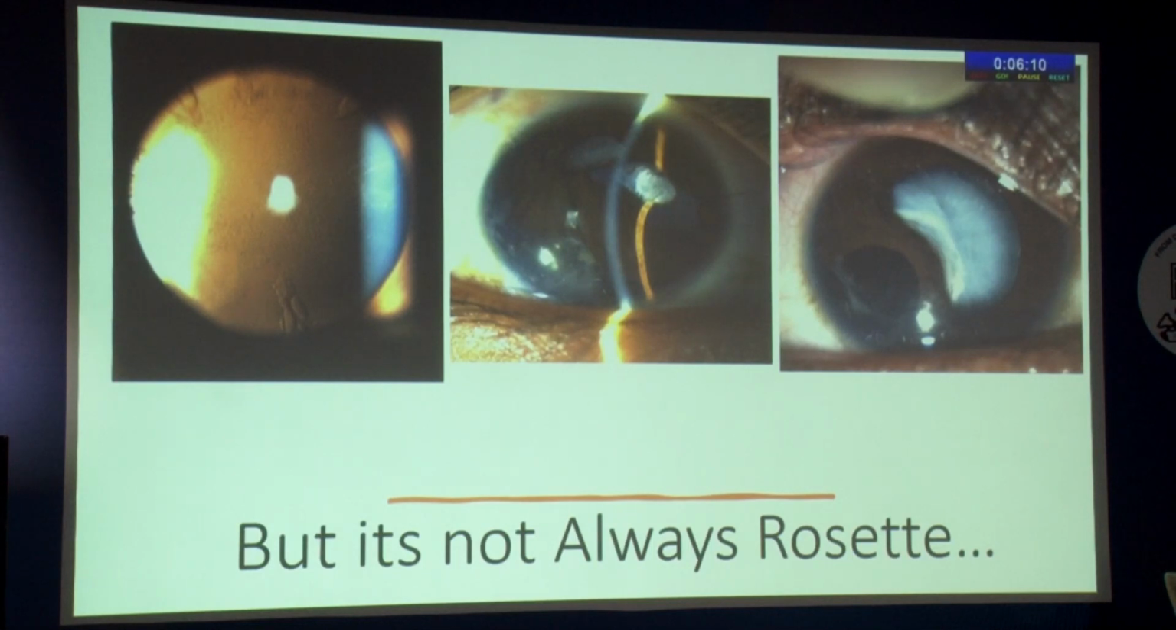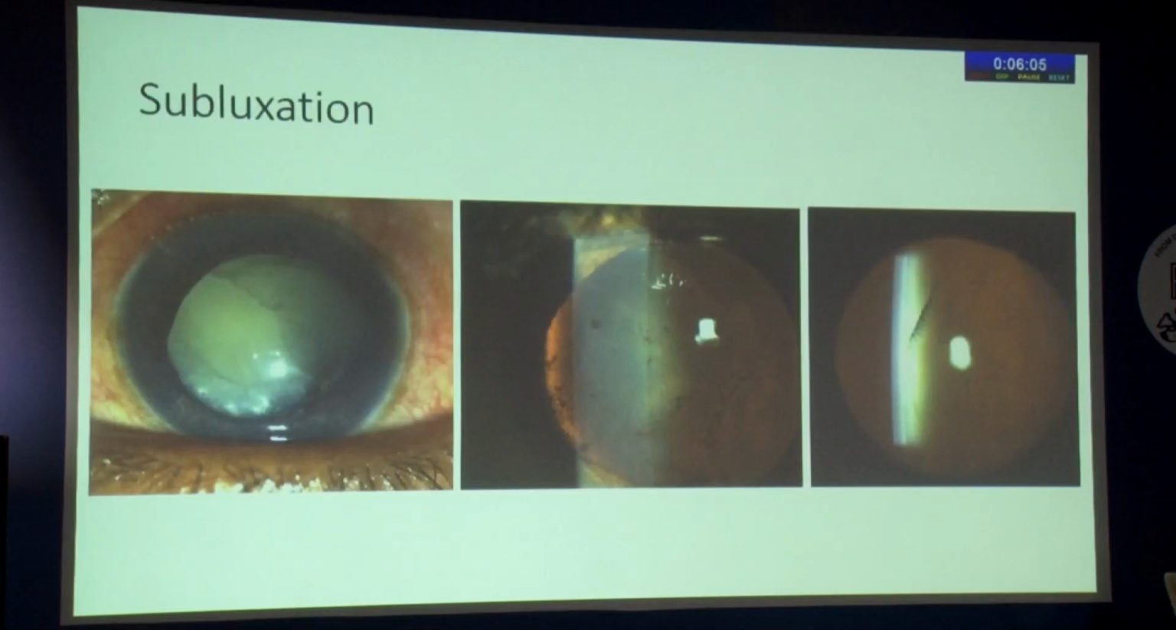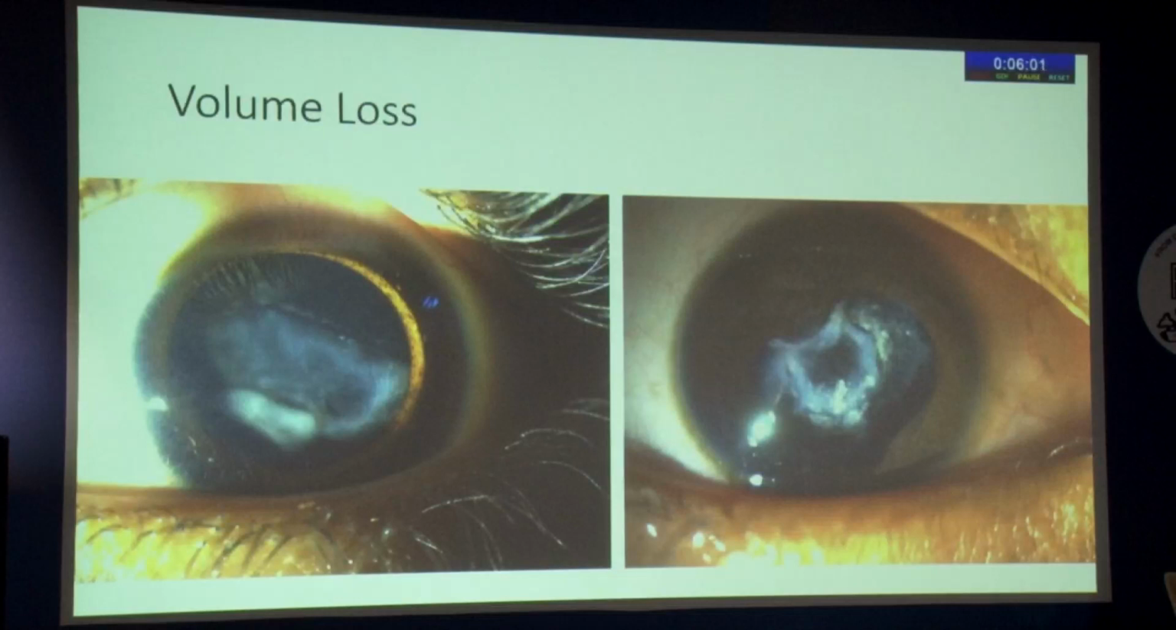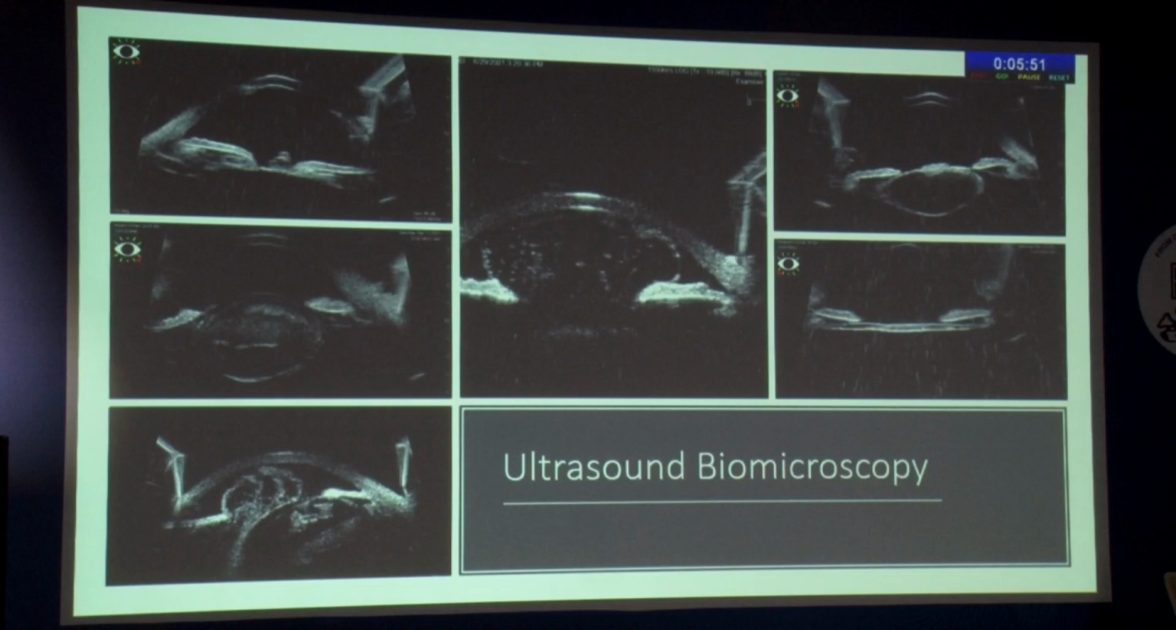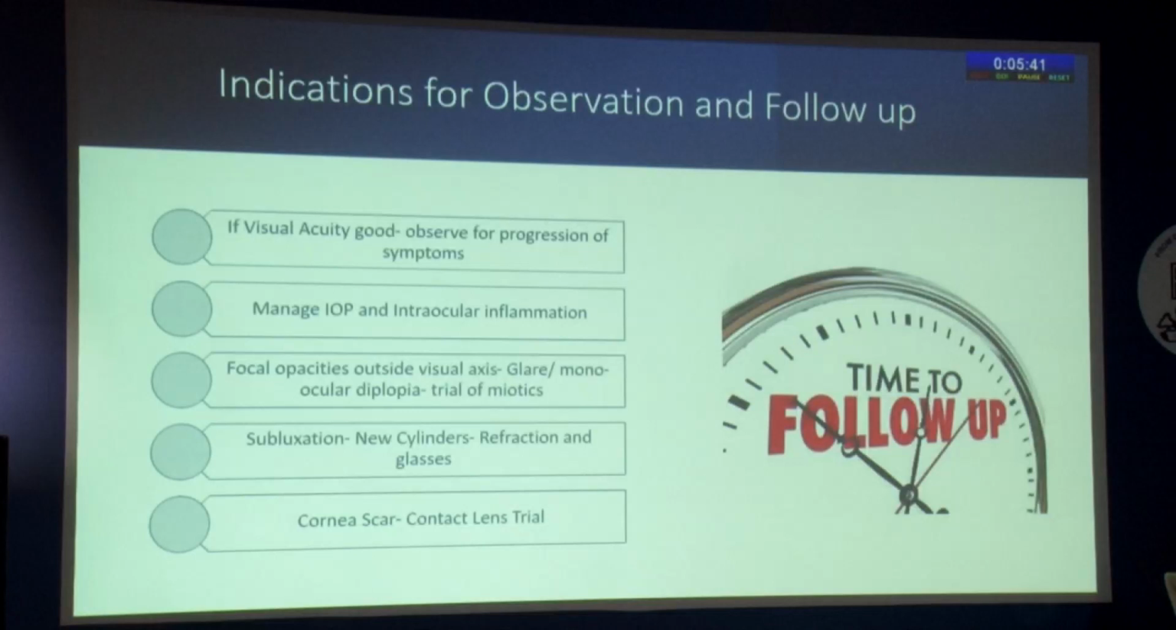Another picture again shows anterior capsule rupture with the iridodialysis. Besides that, we can have subluxation with varying degrees of vitreous in the anterior chamber. We also can have a loss of volume, as we can see in this picture, both are partially absorbed cataracts, or we can have intumescent cataracts where there is a gain of volume. Ultrasound biomicroscopy is an important investigation which helps us to understand what is behind the iris and behind the cataractous lens, which often cannot be seen on AS-OCT as well.